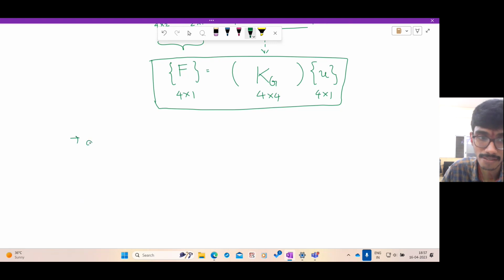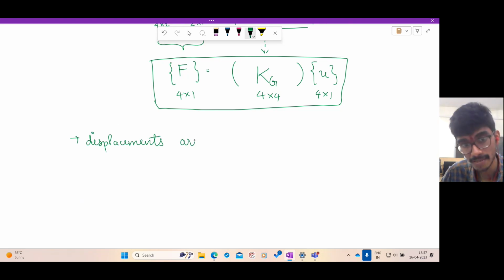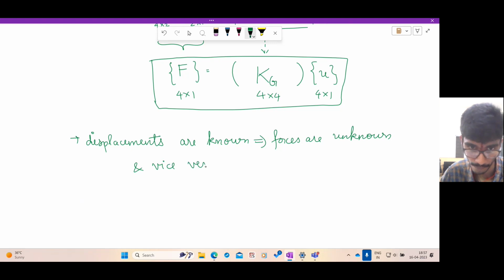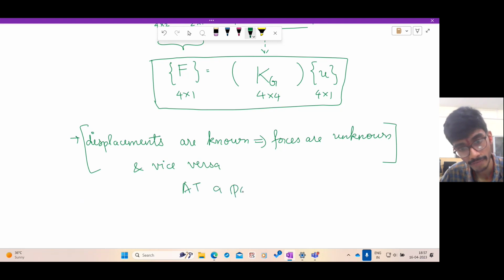So we always know that if displacements are known, then forces are unknown, and vice versa. And this is at a point.